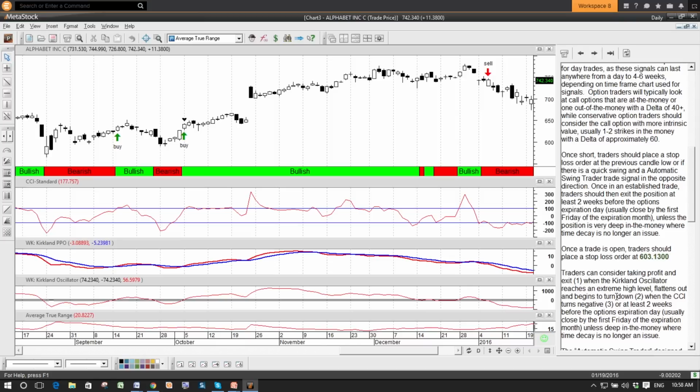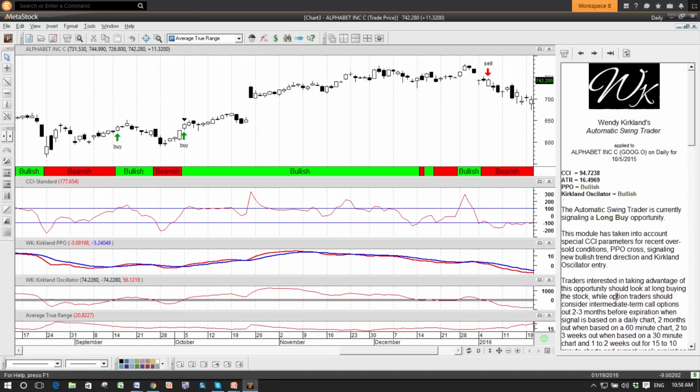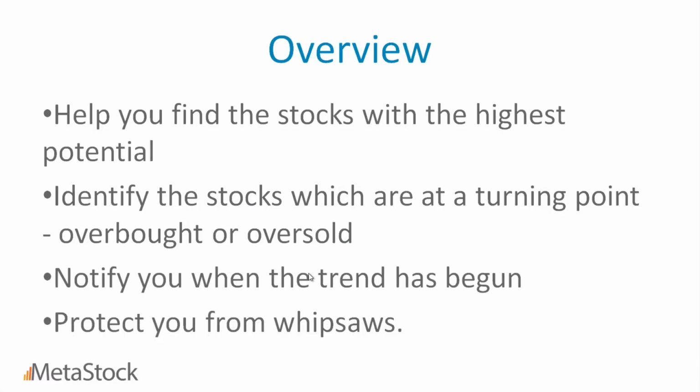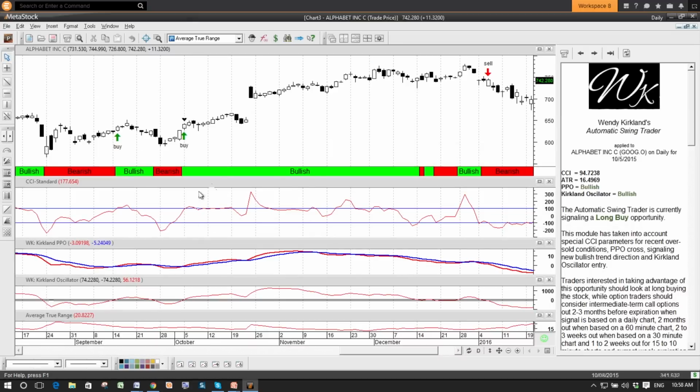Okay, so every time you get a buy signal or a sell signal on the chart, it's going to give you the information of how you should interpret and look at that specific stock. Okay. So this is, to kind of sum up, the reason I'm showing this particular screen is I wanted to give you an idea of everything that's going into it, right? Again, what she's doing is she's helping you find stocks with the highest potential. I'm going to show that a little bit later, but she's identifying the stocks that are at a likely turning point, looking for the trend to begin, and then using the Kirkland Oscillator to protect you from whipsaws. So in that particular case, that's how it goes together.